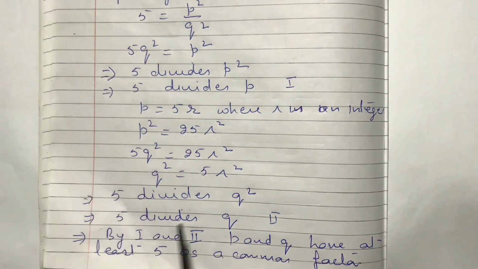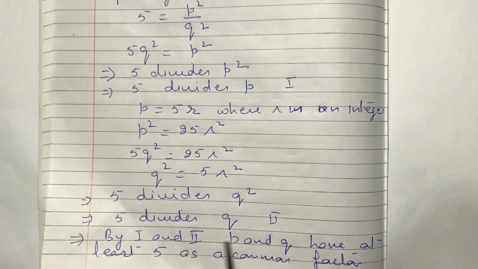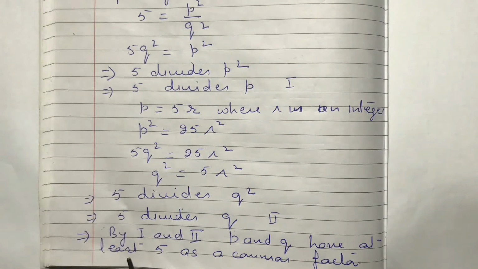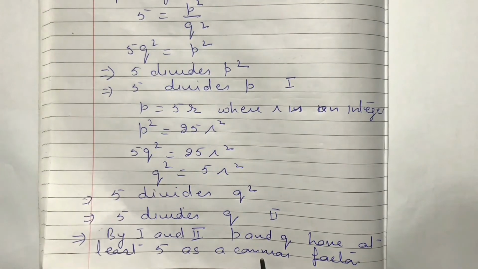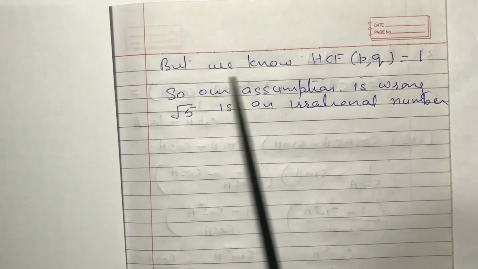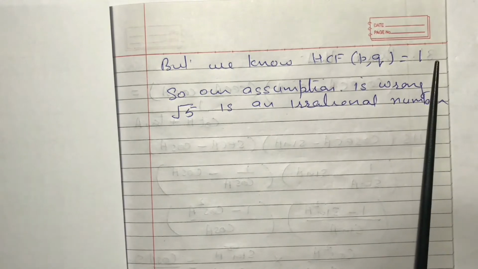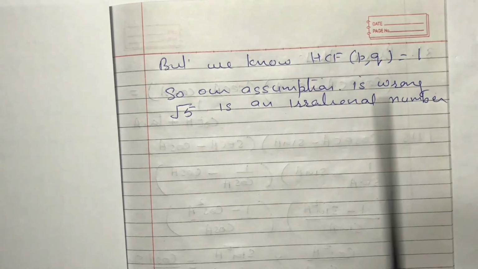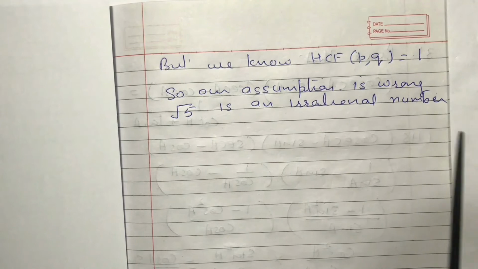So by 1 and 2, p and q have at least 5 as a common factor. But we know HCF of p and q is 1. So our supposition is wrong. Root 5 is an irrational number.